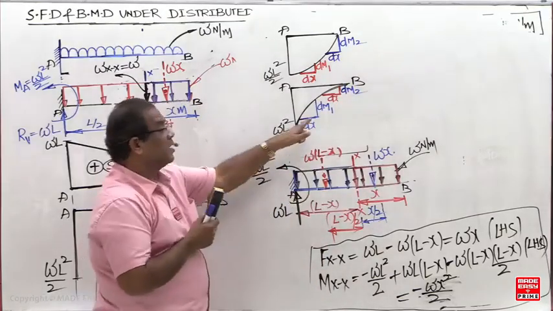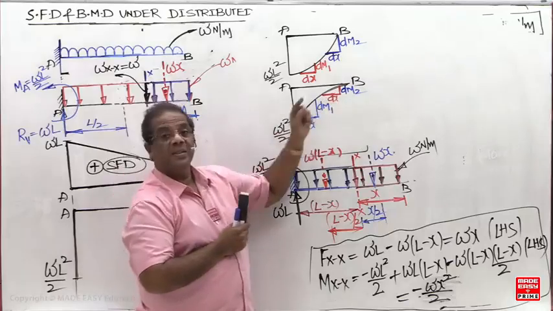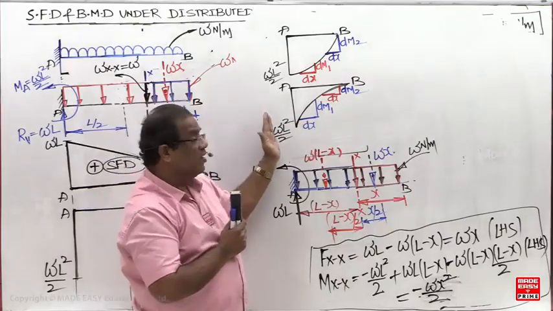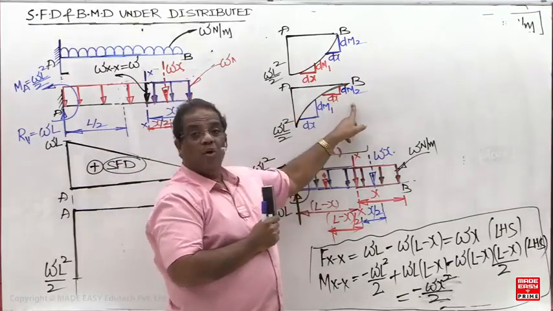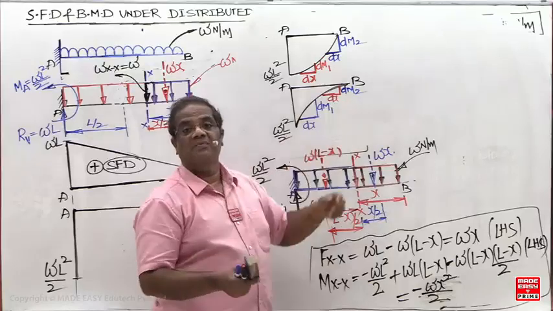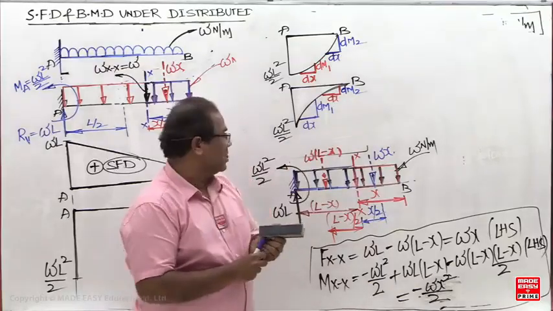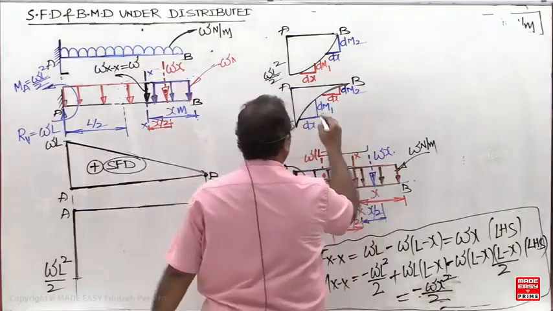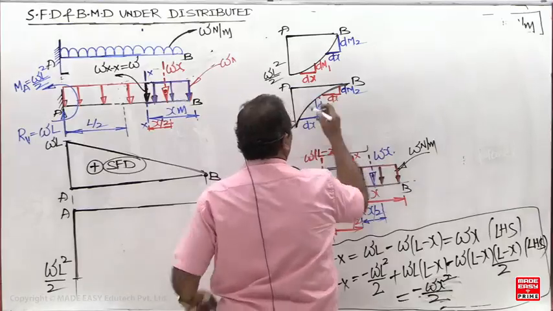So what is the slope here? dm1 by dx. Here the slope is dm2 by dx. So when I am going from left to right, y coordinate decreasing means slope is decreasing. So what will this parabola be called?